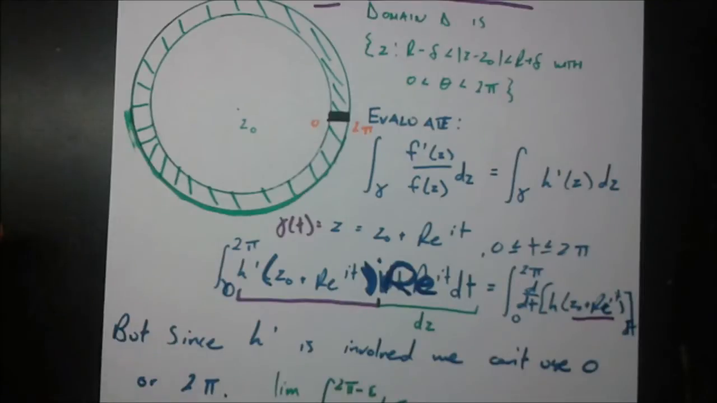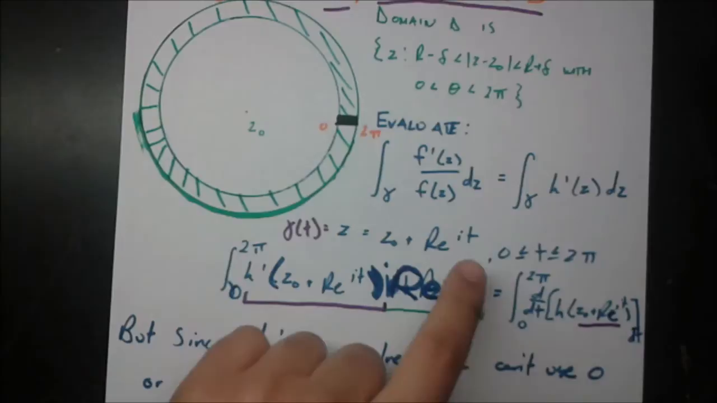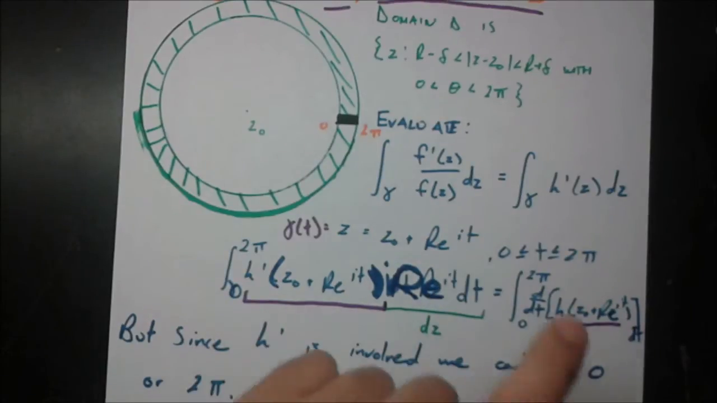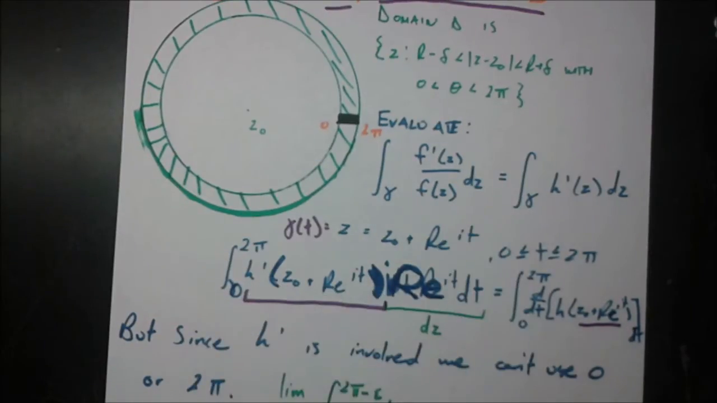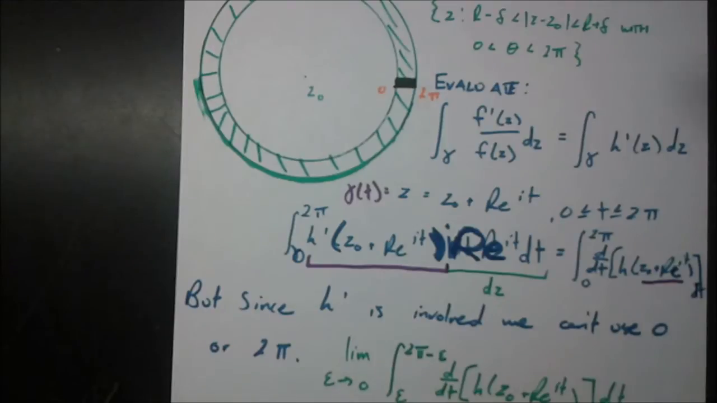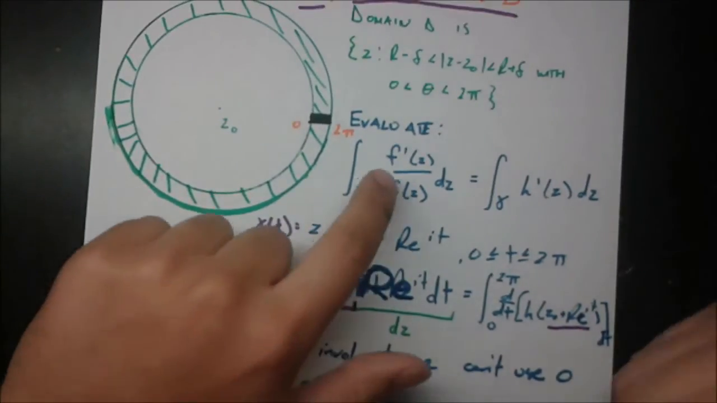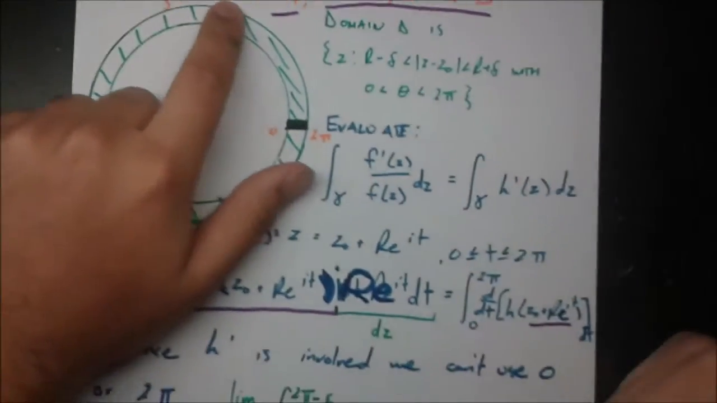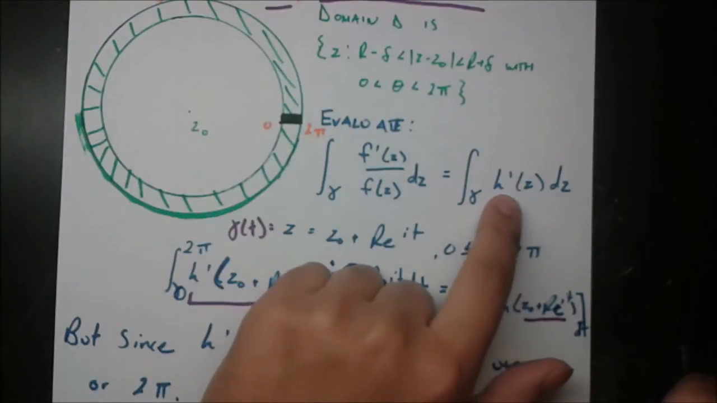Okay, so our next step is going to be to parameterize this. We want to take all these z's and replace them with something in terms of t, and that also means taking this dz and writing it in terms of dt. So we're going to do that right here. The first step before we do that is f prime over f, which again we said was h prime. So we're going to go ahead and plug in h prime there, and now we'll begin parameterizing.